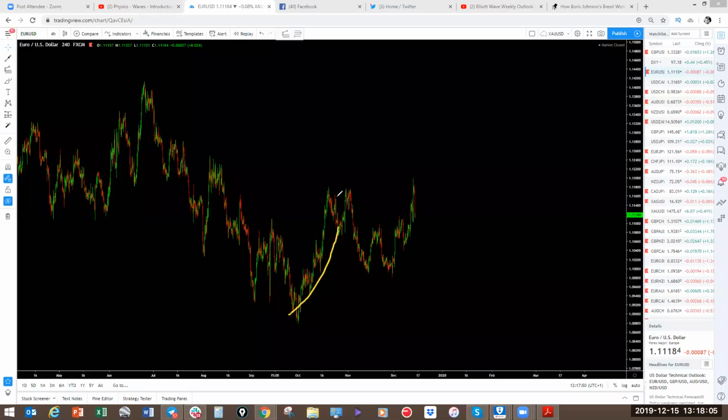So we've made a move to the upside. We've made a move down. Now this move to the downside, guys, is 3 waves. And that is a zigzag. And I'm going to tell you why this is a zigzag. It's a zigzag and it complies with the guidelines.